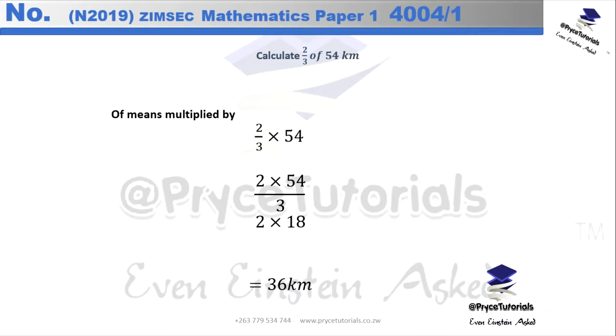Alright, let's move on. So I'm asking you to calculate 2/3 of 54 kilometers. So 2/3 of means multiplied by. So I'm going to multiply 2 over 3 times 54. So let me express numerator by numerator. So I have 2 by 54, and all this is divided by 3. So I'm going to say 3 into 5, I get a 1 here, and I'm left with 2. And this same 3 into 24, I'm left with 8. So I have 18 multiplied by 2, so that I have 36 kilometers.